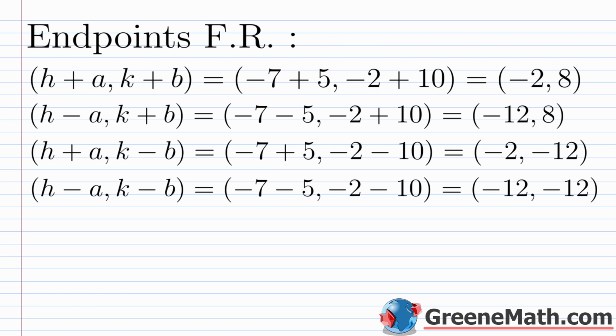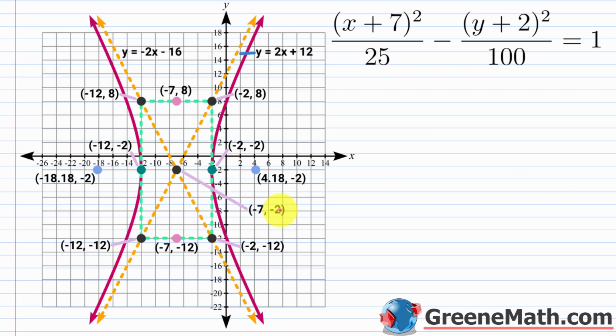And then for the endpoints of the fundamental rectangle, you're going to have negative 2 comma 8, negative 12 comma 8, negative 2 comma negative 12, and then negative 12 comma negative 12. All right, let's come down to the graph. So keep in mind that h is negative 7 and k is negative 2. So your center is, again, negative 7 comma negative 2. Your a value here is 5. So that means because this is a horizontal hyperbola, I'm going 5 units to the right and 5 units to the left from my center to get my vertices.